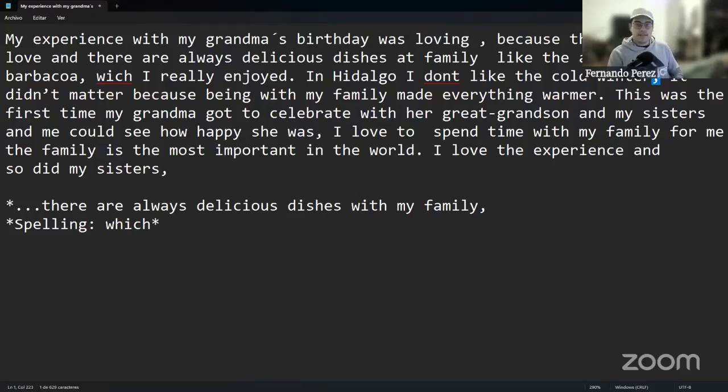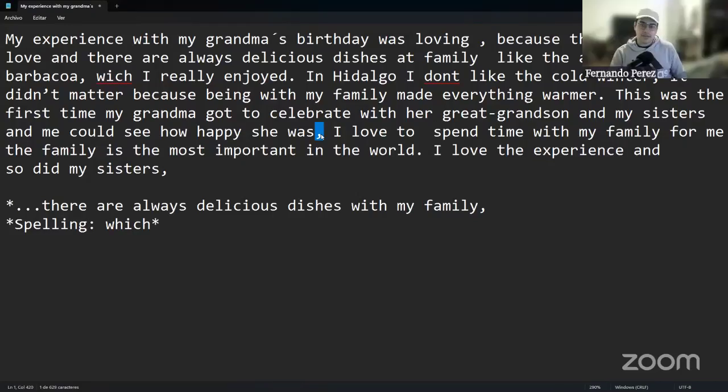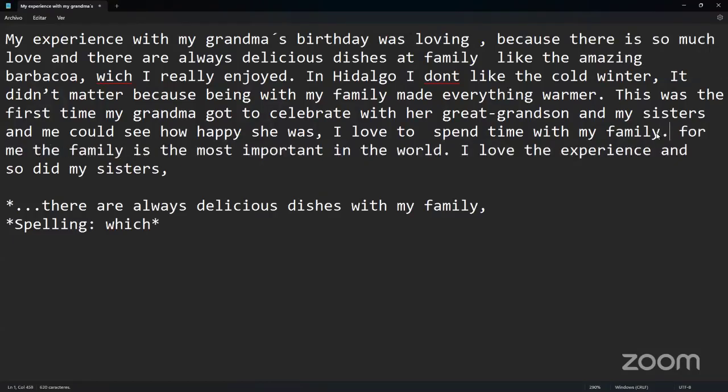Good. This was the first time my grandma got to celebrate with her great grandson, and my sisters and me could see how happy she was. Good. Period, Karen. Okay, teacher. No commas in English. I love to spend time with my family. Period.